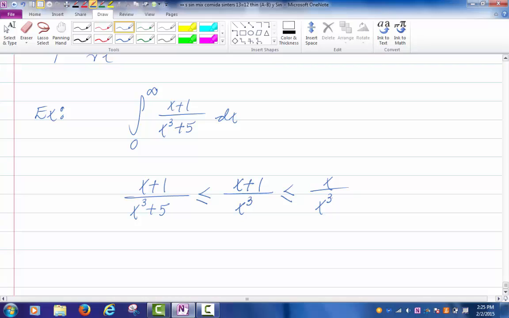But I want to get 1 over x squared. So what should I do? Well, okay, x plus 1 is not less than x, but I can say x plus x is greater than x plus 1, as long as I assume that x is at least 1. Right? As long as I assume x is at least 1, then x plus x is bigger than x plus 1. Well, then what do I have? I have x plus 1 over x cubed plus 5 is less than or equal to 2x over x cubed.